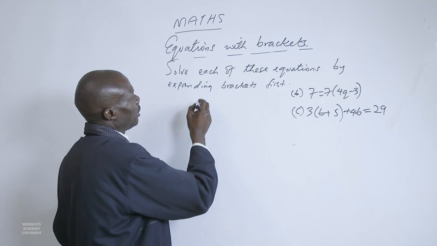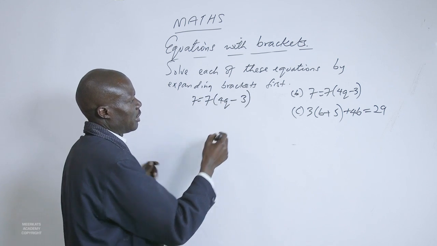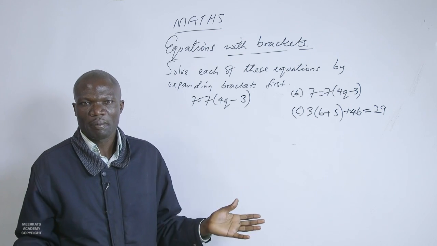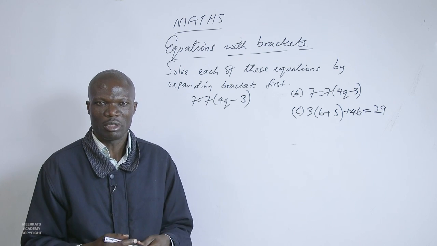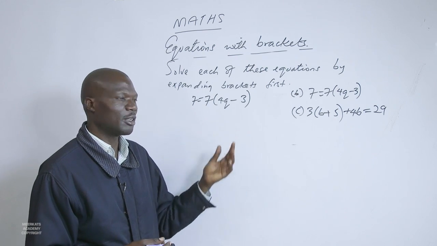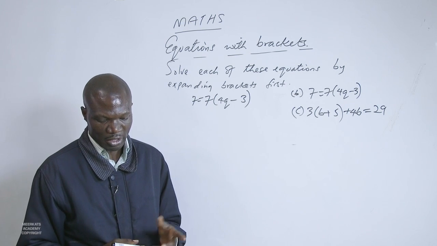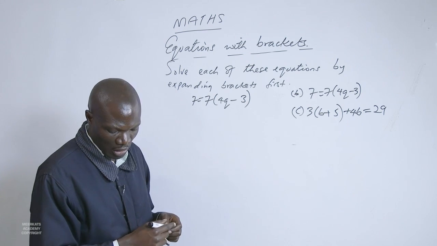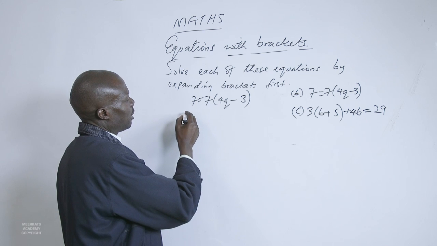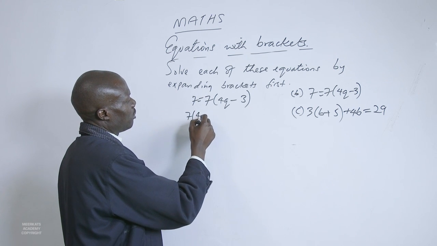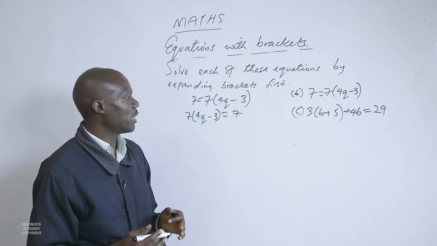The second question is 7 is equal to 7 into 4q minus 3. Now, earlier on I told you sometimes it's good to interchange the right-hand side and the left-hand side so that you can work over it a bit easier. So I advise that the same can apply here, so we interchange the right-hand side and the left-hand side and move on. Here we shall have 7 into 4q minus 3 is equal to 7. I've not changed anything, I've only interchanged.